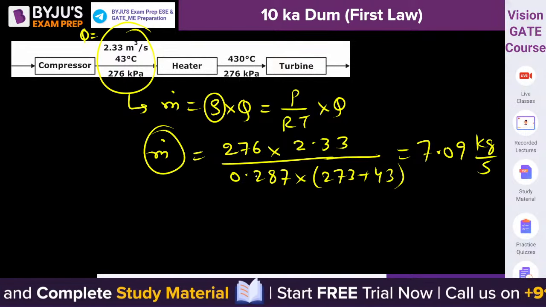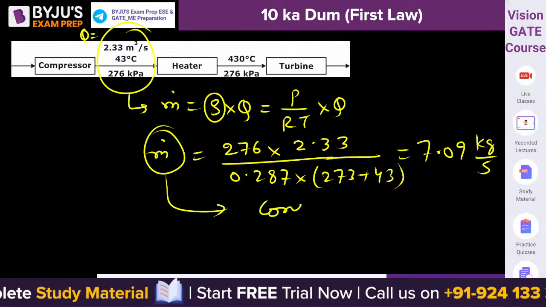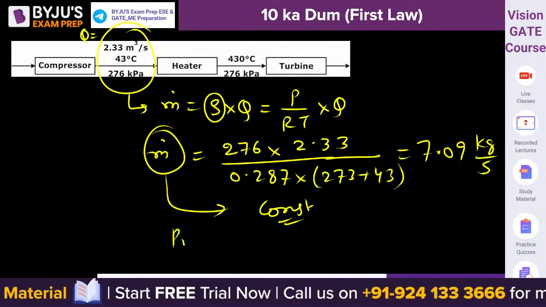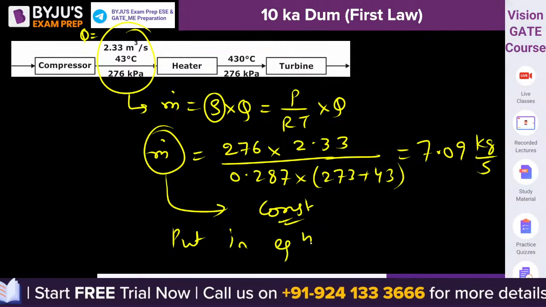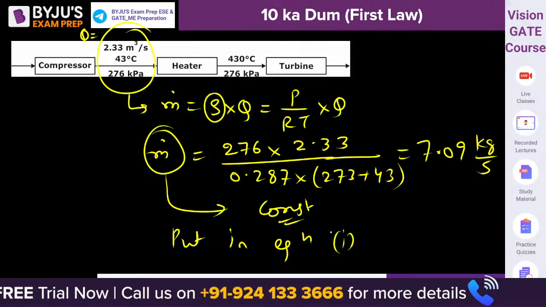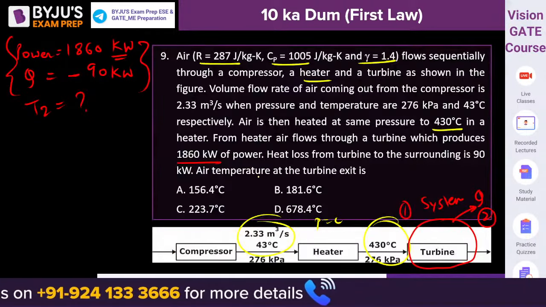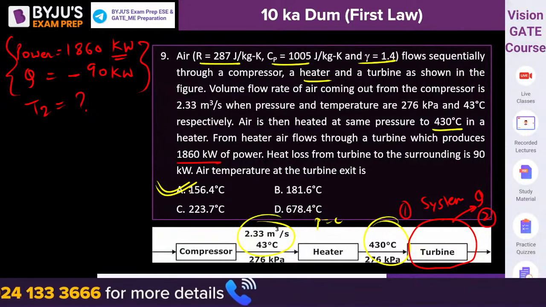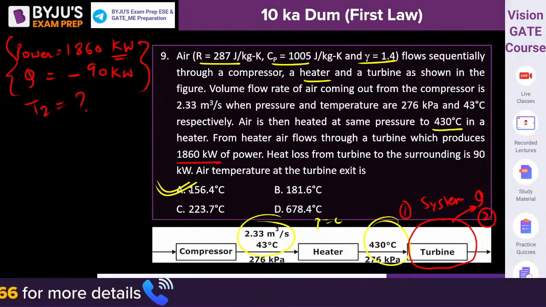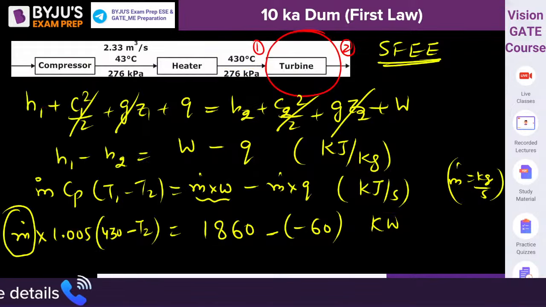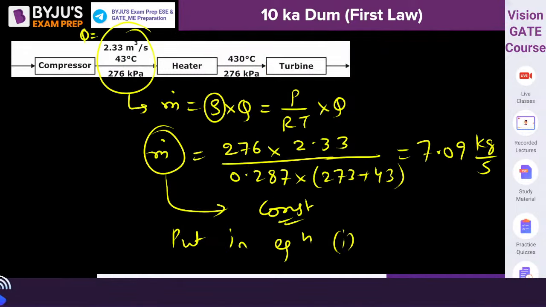Once you get the mass flow rate, it remains constant. Put the value in equation number 1. If you put the value in equation number 1, then you will get the answer to be 156.4. So see you at 8 o'clock. This was question number 9, right?